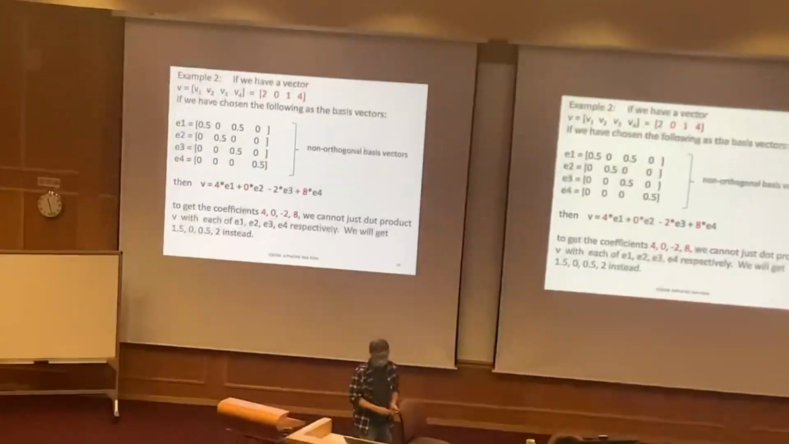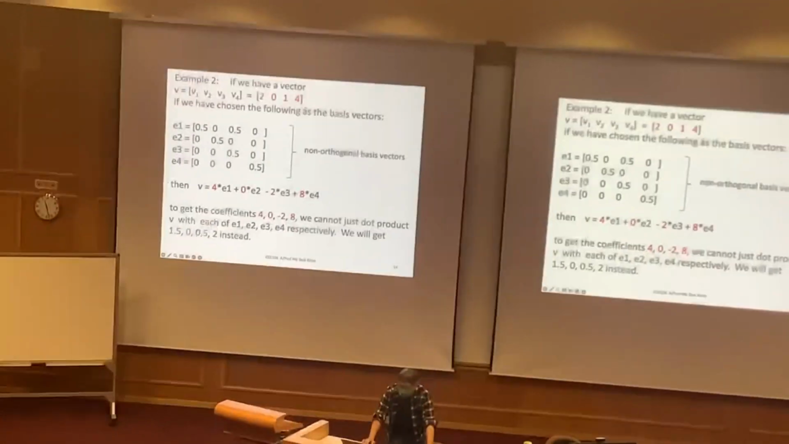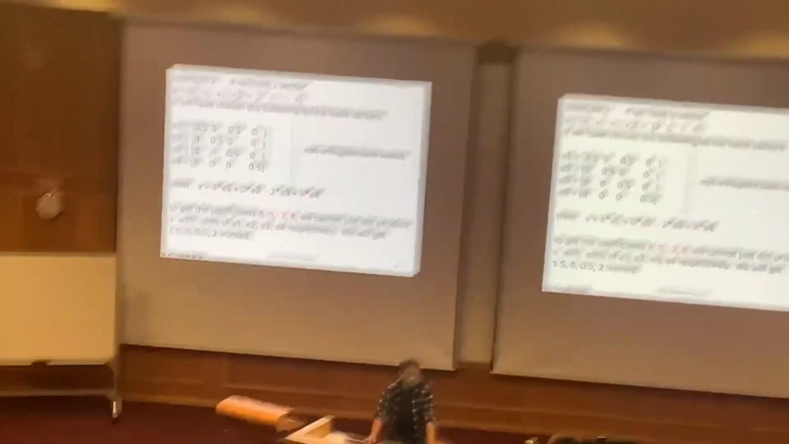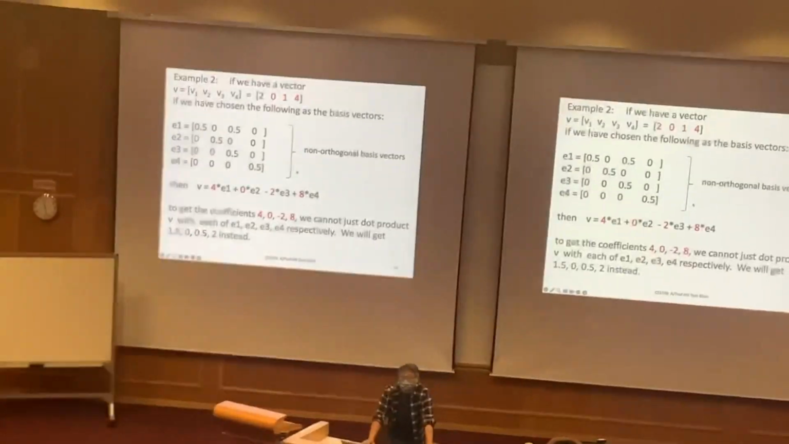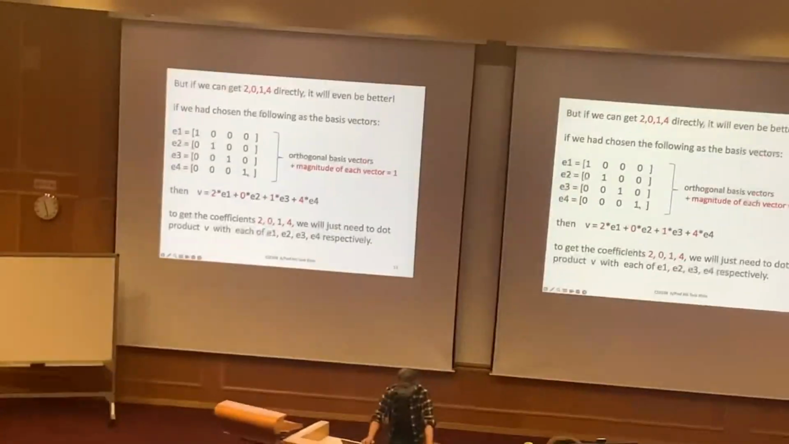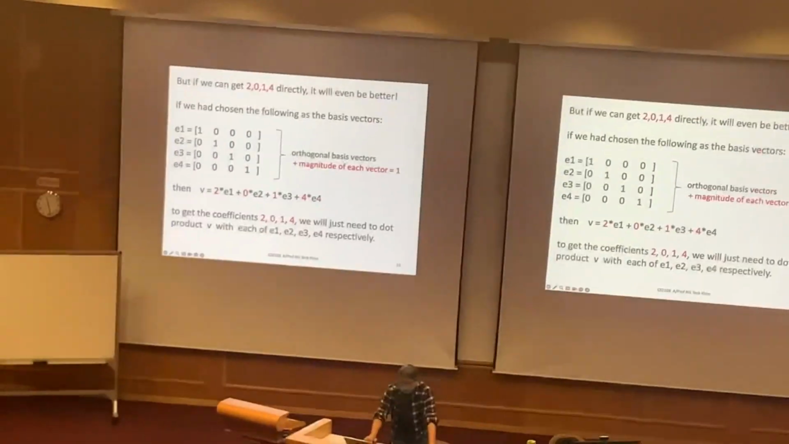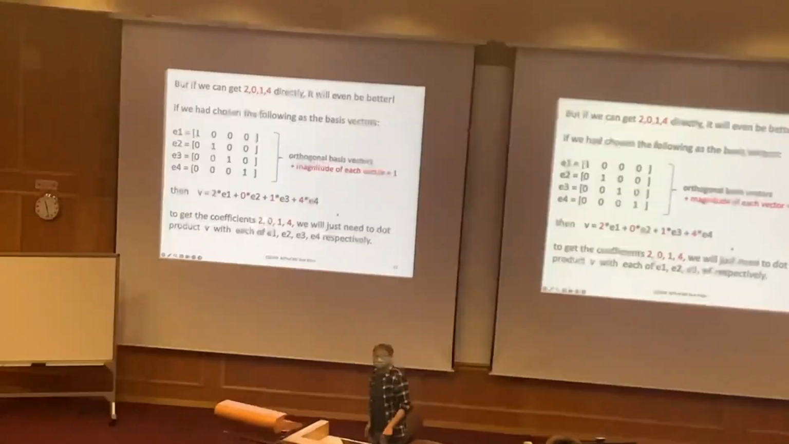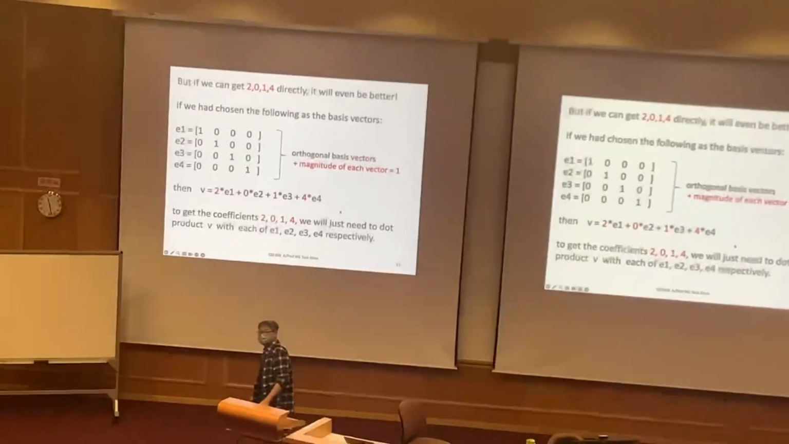And when they are not orthogonal, if I have a vector 0, 2, 0, 1, 4, and I want to represent it with this set of basis vectors that are not orthogonal, you will have a lot of computations to do. But conversely, if you have chosen basis vectors that are orthogonal, it's very easy to represent them. Just copy 2, 0, 1, 4, and 10. Okay?